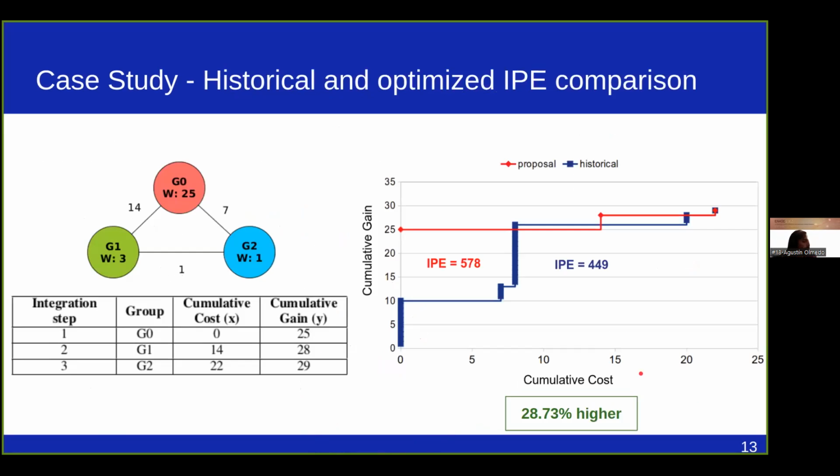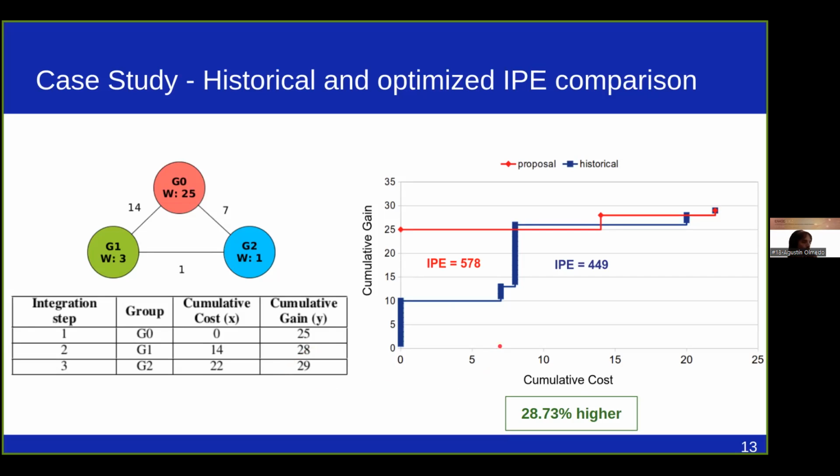We evaluate the integration sequence optimized by our proposal by calculating its integration process efficiency in the same way that we calculate the historical integration process efficiency. The 25 pull requests corresponding to C0 can be automatically integrated. The 3 pull requests corresponding to C1 do not conflict with each other, but 14 pull request conflicts need to be solved to integrate them into the target branch. And finally, it is needed to solve 8 pull request conflicts to integrate the pull requests belonging to C2.